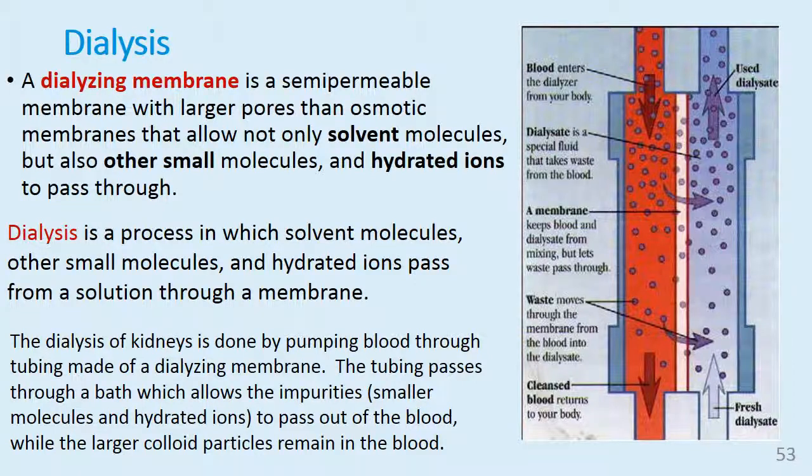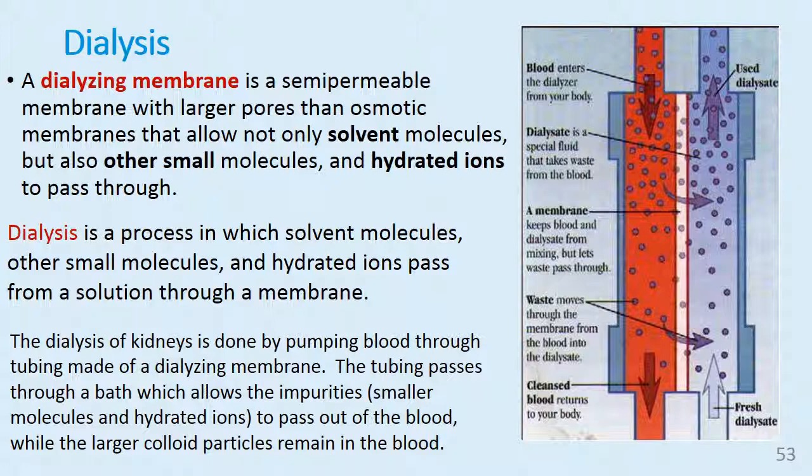One last thing I wanted to talk briefly about is dialysis. A dialyzing membrane is a semi-permeable membrane, similar to what we were talking about earlier with the colligative property. They are osmotic membranes, but they're a little bit bigger than a cell membrane, and so they allow the solvent molecules and other small molecules or ions to pass through. The dialyzing membrane keeps the blood from going through, but lets some of the smaller waste molecules pass through.